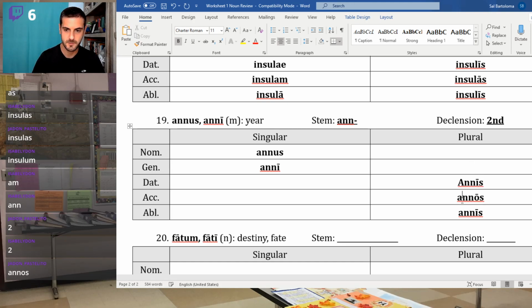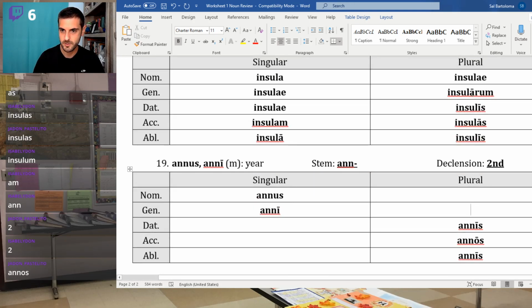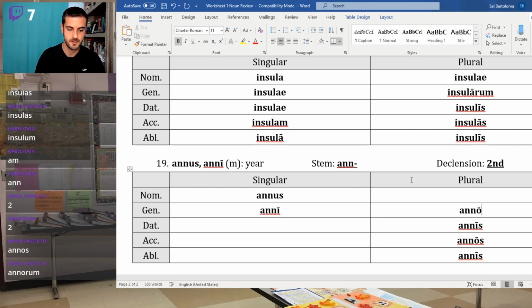What about genitive plural? We had arum over here for first declension. What are we going to have for second declension? If it's arum in first declension, what's it going to be for second declension? Anorum. Excellent. Right? So we start seeing patterns across the declensions too.